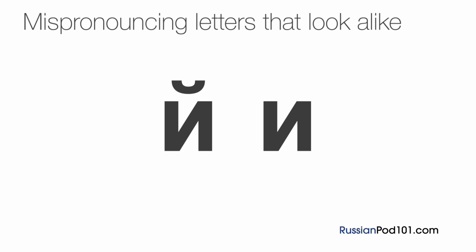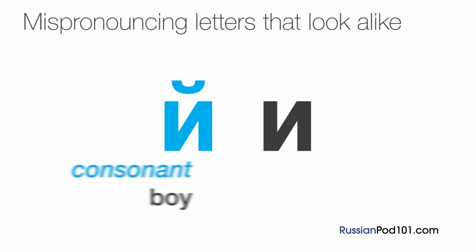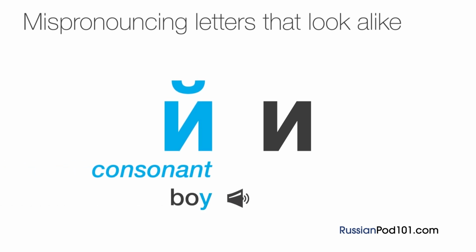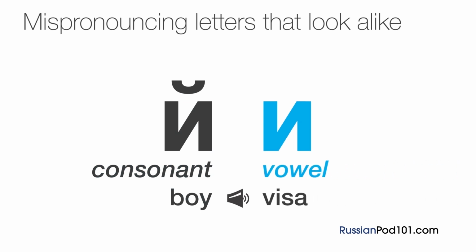Й и И. Many letters in Russian look very similar, and this can be a difficult problem for new learners. This is particularly true for these two letters. Й is a consonant, and it sounds like the Y sound in boy. И is actually a vowel, even though it looks very similar to the previous letter. It sounds like the I sound in visa.